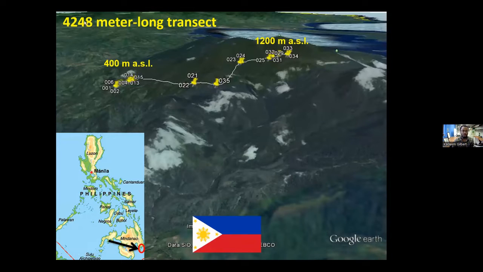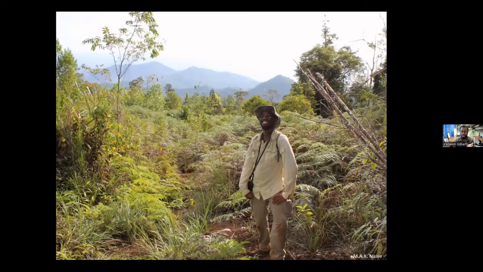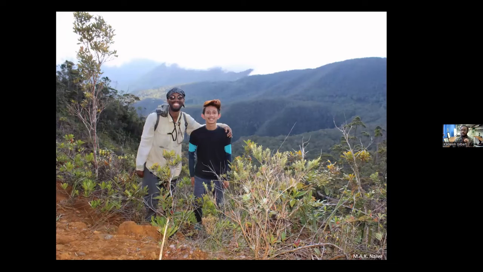So it's this 4,000 meter long transect going from 400 meters above sea level up to 1,200 meters above sea level. And I focused on collecting the pitcher contents from one species that was found along the entire range, Nepenthes mindanaoensis. And I'll just show some pictures from the field so you get a sense of what it looked like here. So here's somewhere kind of low elevation, still relatively low, and then somewhere in the middle, and then getting higher up there. So the high elevation vegetation was characterized by these bonsai trees.